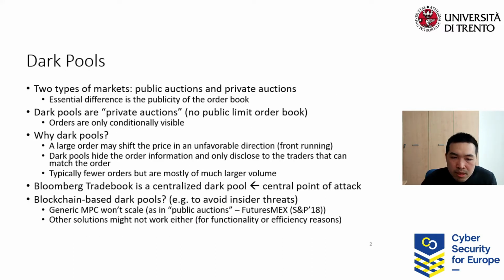As we know, there are two types of markets, public auctions and private auctions market. The essential difference here is basically the publicity of the order book. Dark pools are classified as private auctions, where there is no public limit order book, as in a dark pool, orders are only conditionally visible.